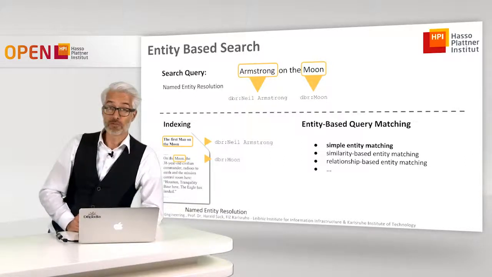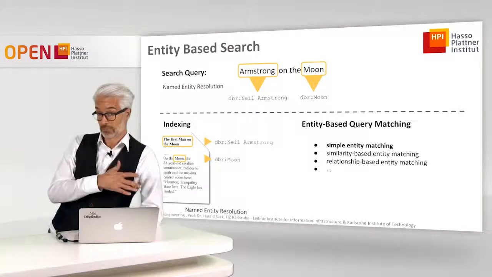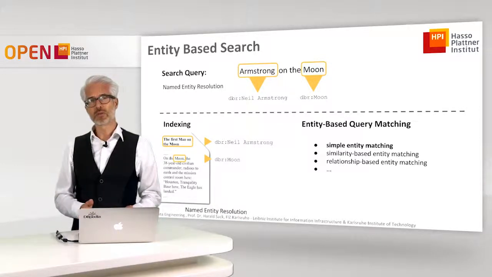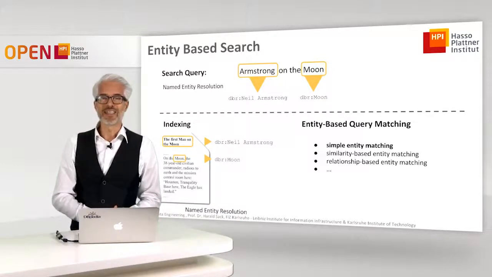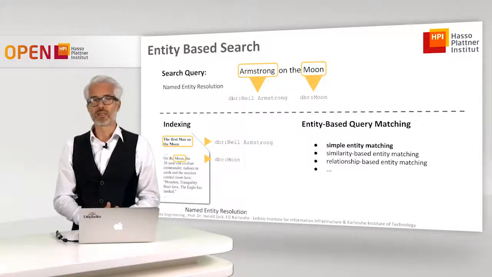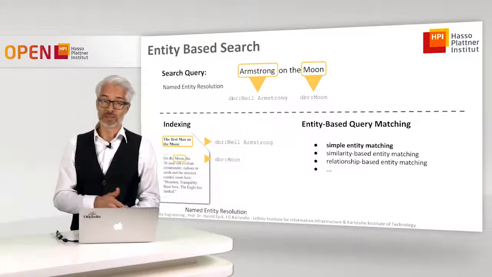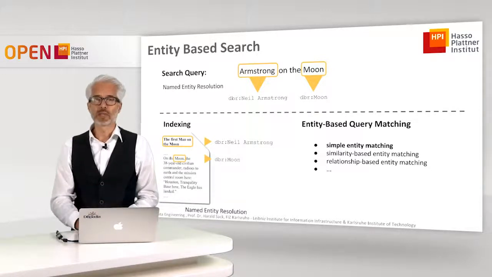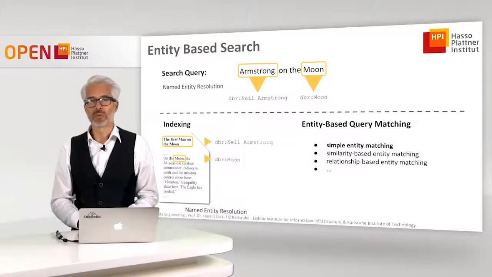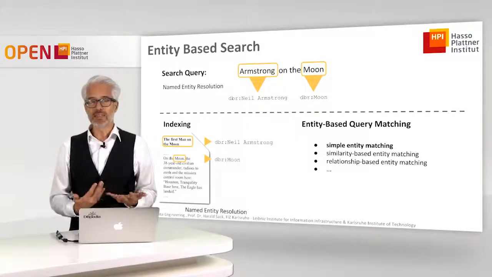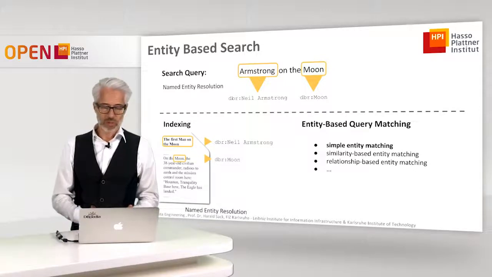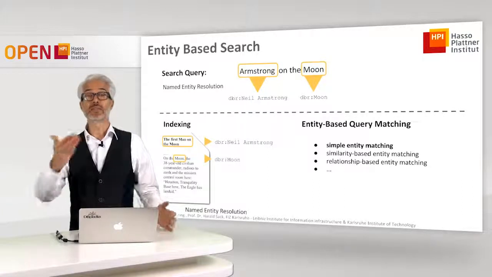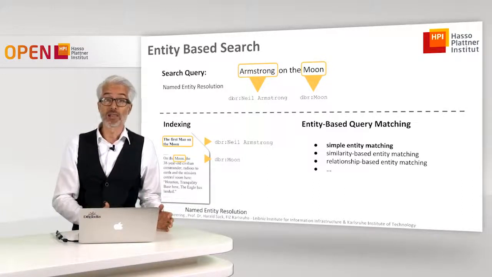Then if you are searching for Armstrong on the moon, let's say you as a user are typing Armstrong on the moon in the query window, then an entity resolution is performed on the query string, which means Armstrong, because it's given in the context of moon, might be disambiguated to Neil Armstrong, and moon might be disambiguated to the celestial body moon. And then simple entity matching would try to match entities which have been determined in the search query to entities with which your documents are annotated.